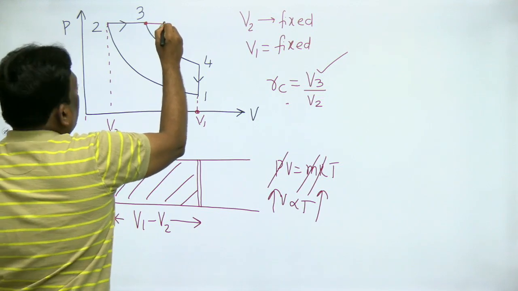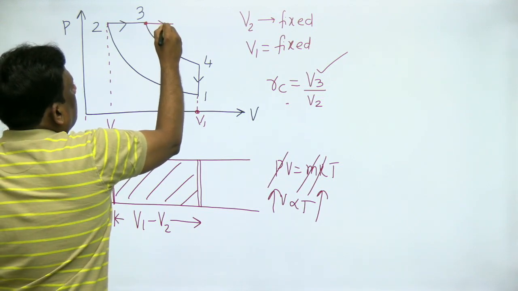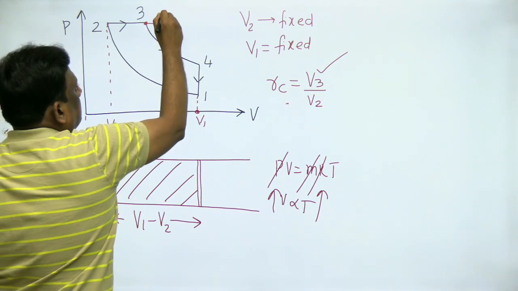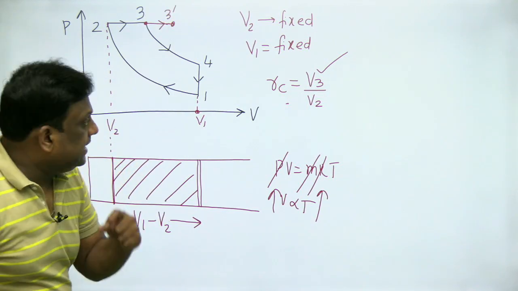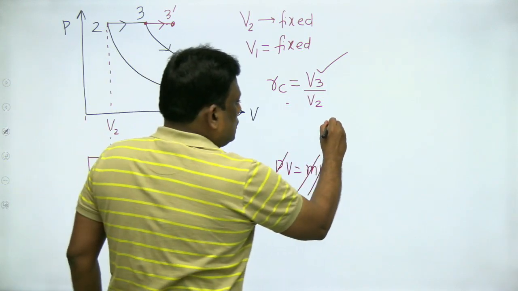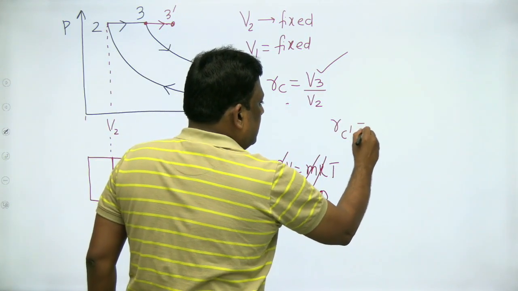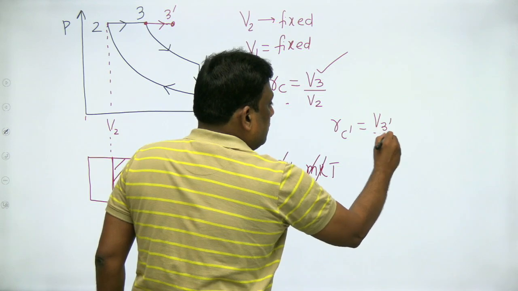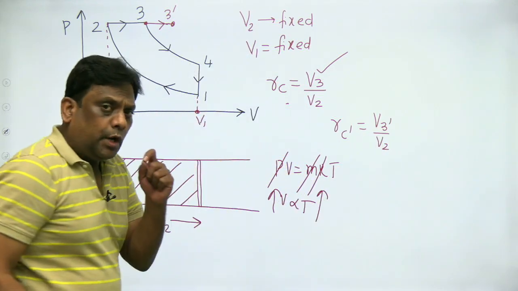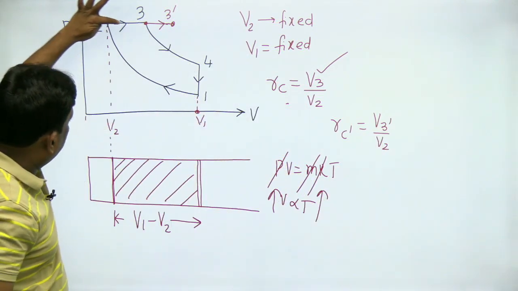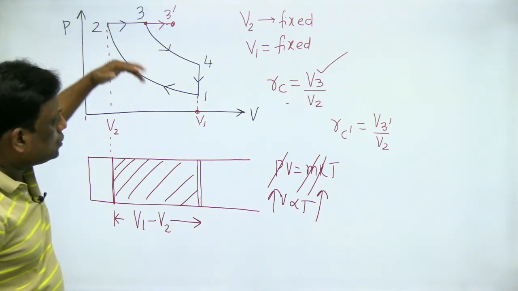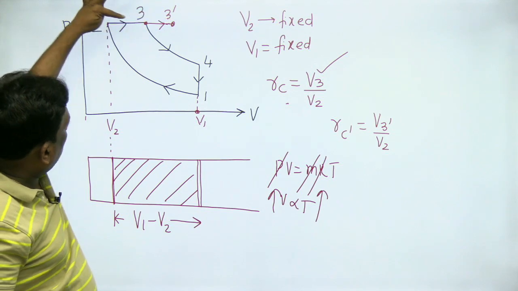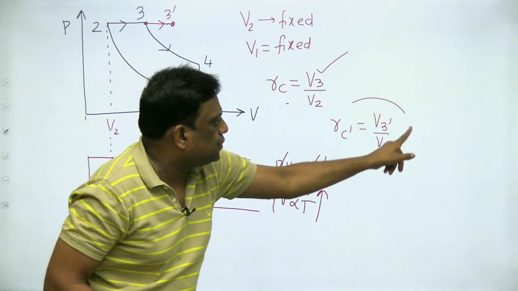More heat. So now I'm stopping at 3 dash. Please note down that now the new cutoff ratio, I write this as RC dash, is V3 dash by V2. The original cutoff ratio is V3 by V2 and the new cutoff ratio is V3 dash by V2. So obviously, as V3 dash is more than V3, this cutoff ratio is more.